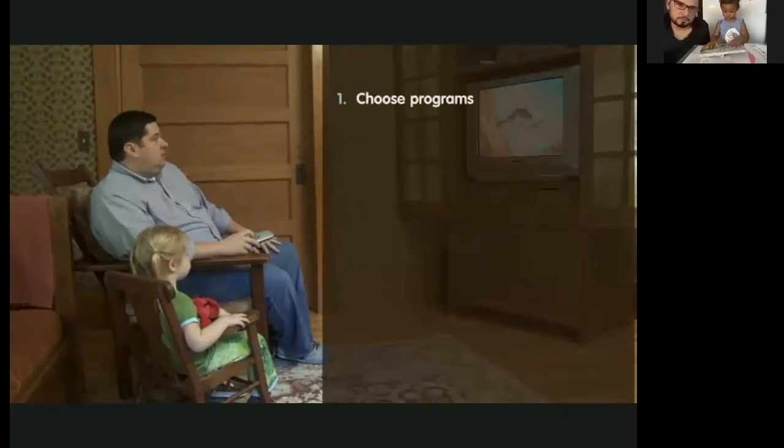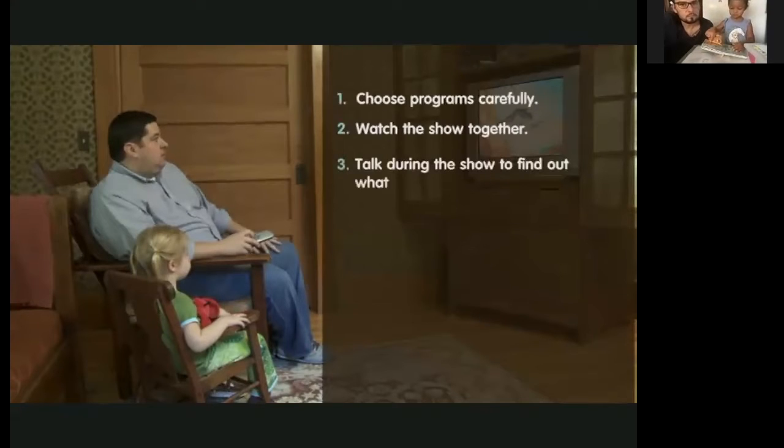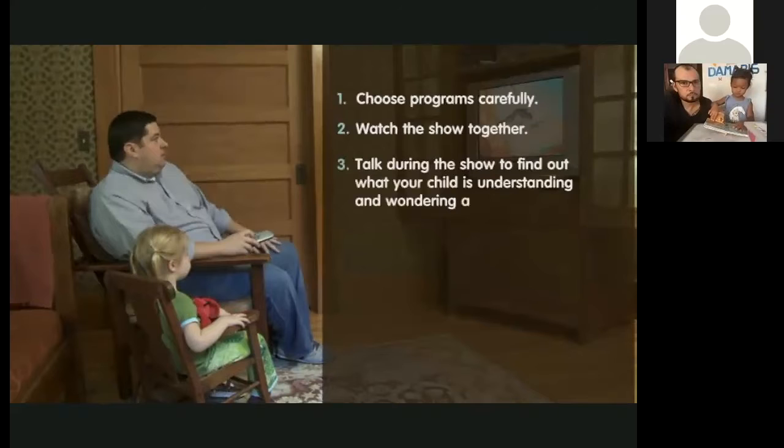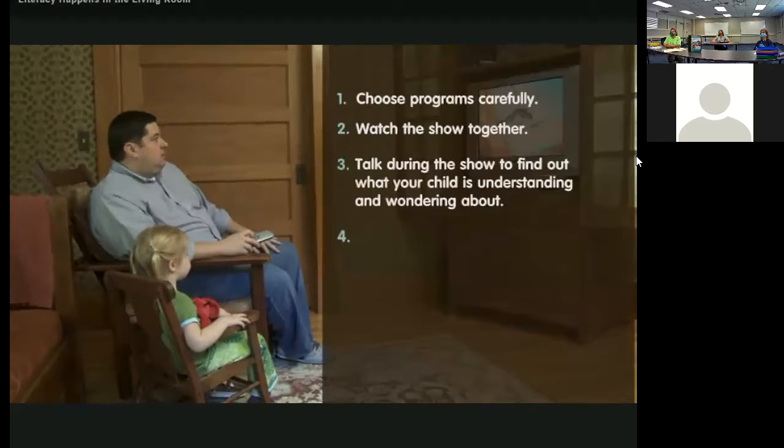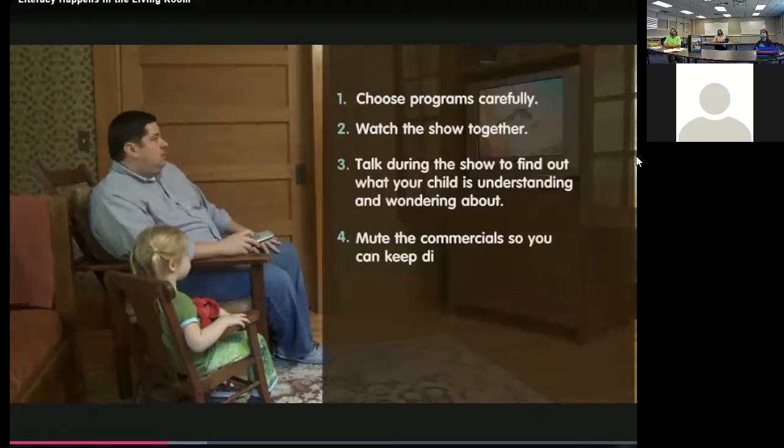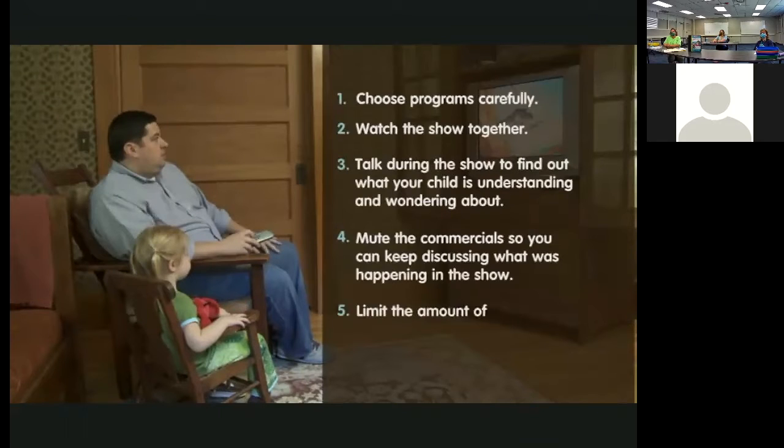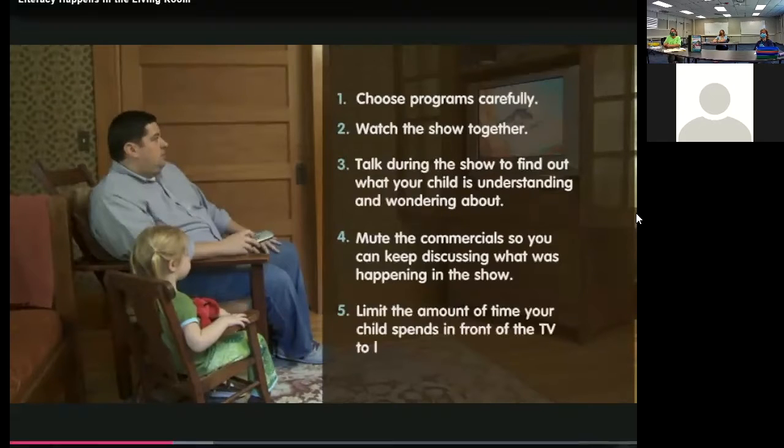1, choose programs carefully. 2, watch the show together. 3, talk during the show to find out what your child is understanding and wondering about. 4, mute the commercials so you can keep discussing what was happening in the show. 5, limit the amount of time your child spends in front of the TV to less than 2 hours per day. Let's pause for a moment to discuss each tip and why it's important.